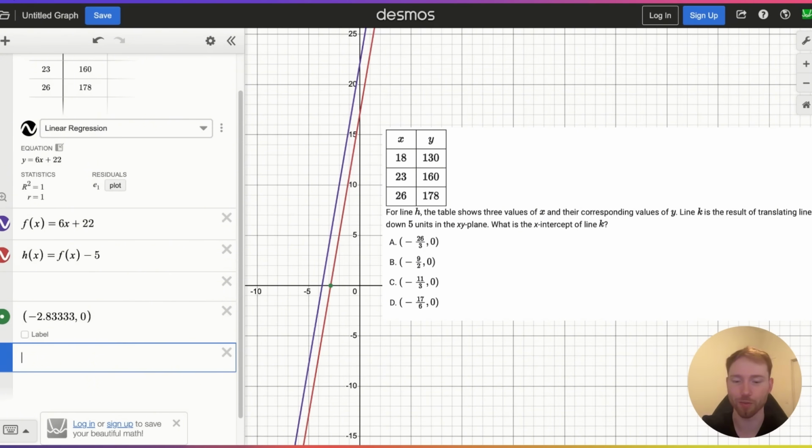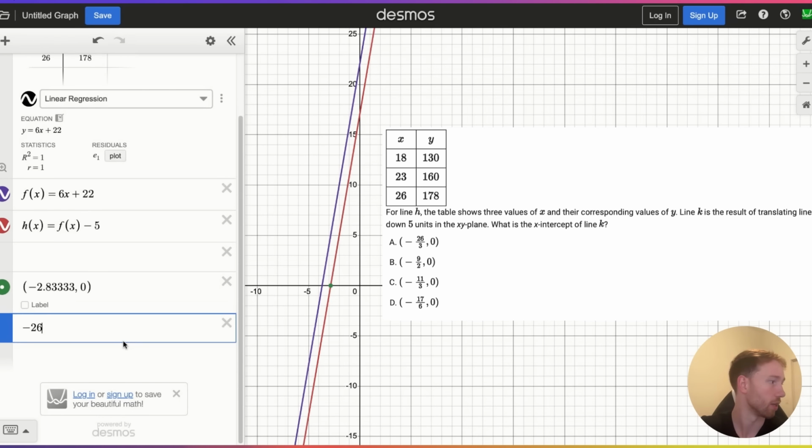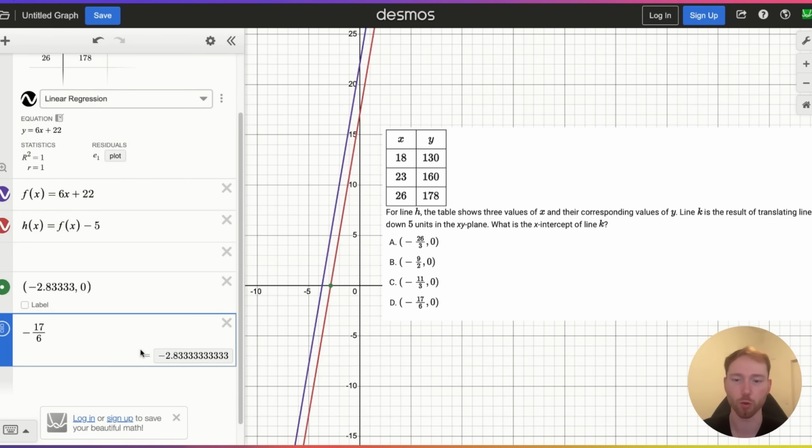And I just need to figure out which answer choice is negative 2.8333. They're all negative options, so I'm just going to start with A. Negative 26 over 3 gives me 8.6, negative 9 over 2, negative 11 over 3, negative 3.66, so it must be D, negative 17 over 6, 2.833. Therefore, D is going to be the correct answer for this question.